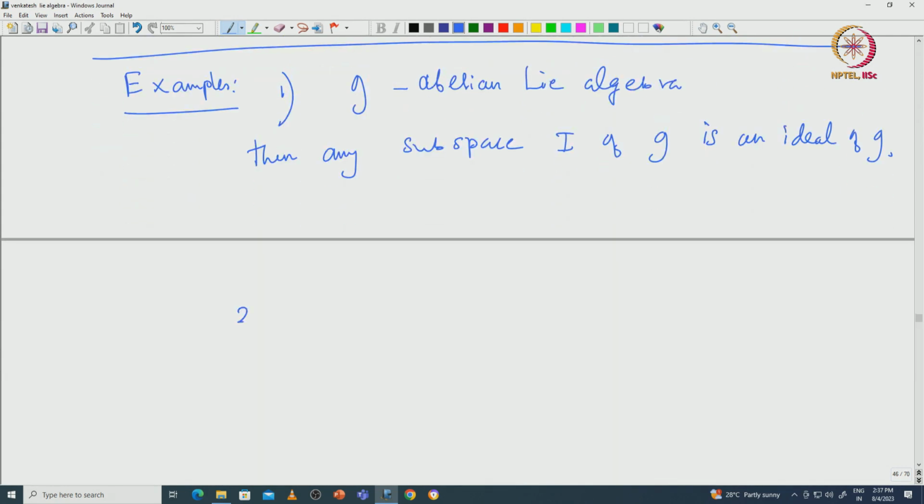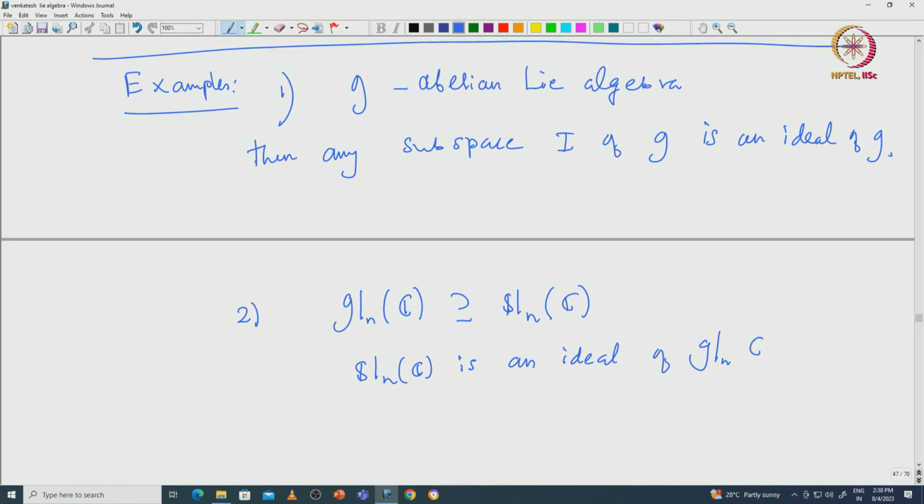Now let us take our favorite example, the general linear Lie algebra GL_n(C). Consider SL_n(C) sitting inside GL_n(C). It is easy to see that SL_n(C) is an ideal of GL_n(C).